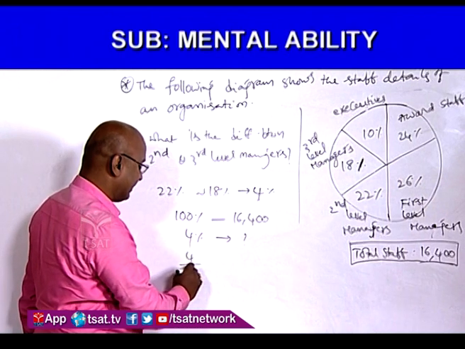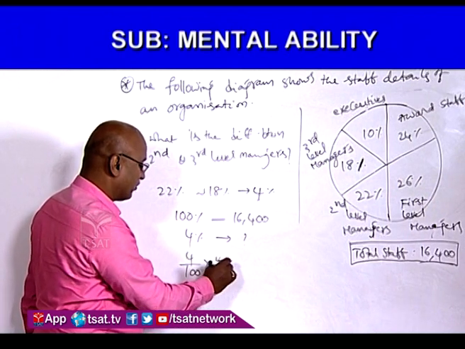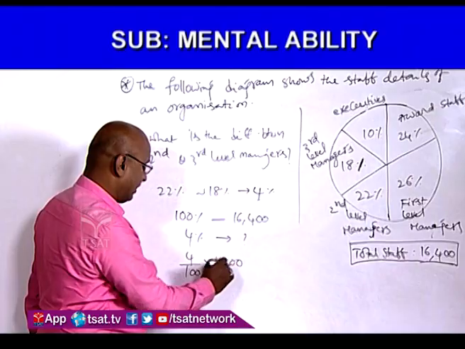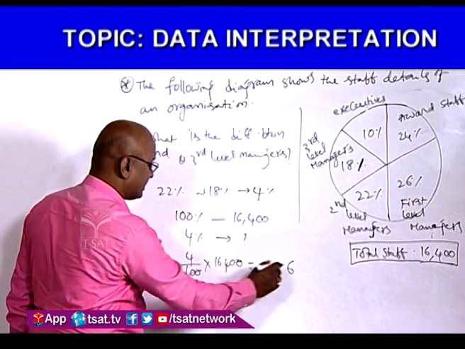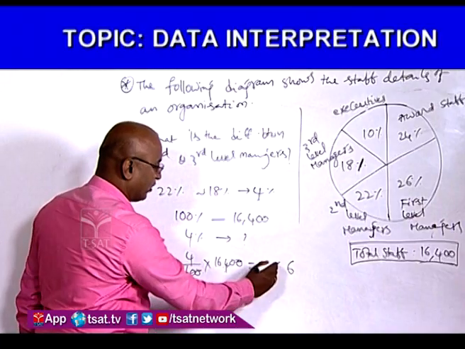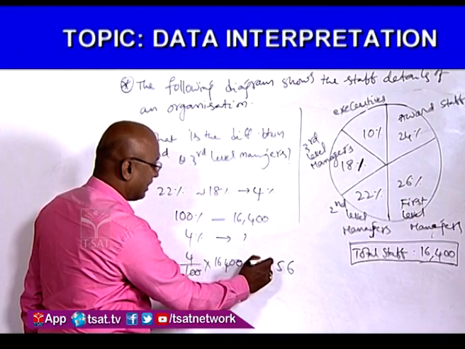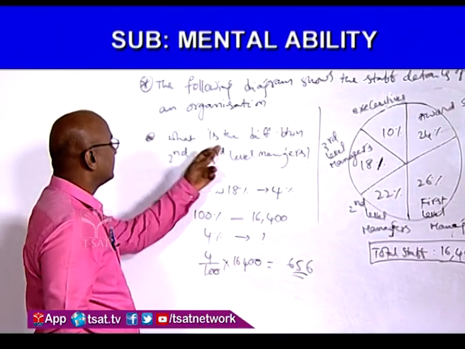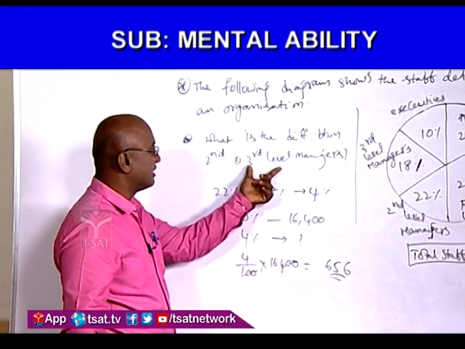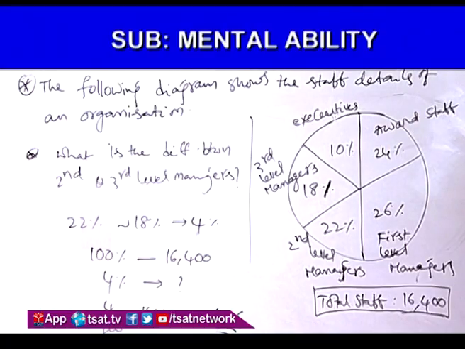So 4 by 100 into 16,400, that is equal to, cancelling two zeros, 164 into 4. 4 4s are 16, 4 6s are 24, 4 1s are 4, and 6. So the number of employees in the difference between the second level and third level managers is 656.